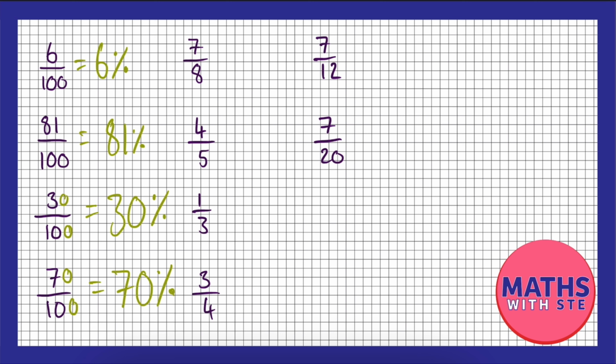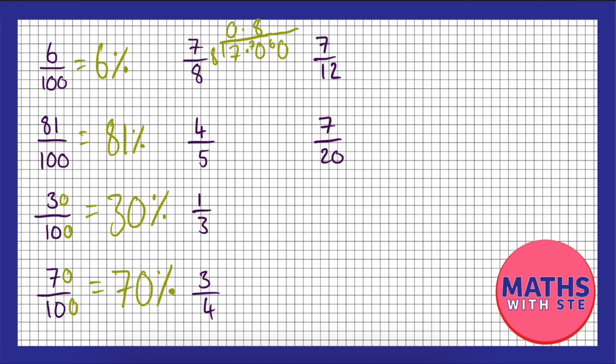7 divided by 8. So, little bus stop, 7 there, 8 there. 8 goes into 7 0 times. Put a point, 0. Right, how many times does 8 go into 70? Well, 8 times 8 is 64, isn't it? So it's going to be 8 times with 6 left over.